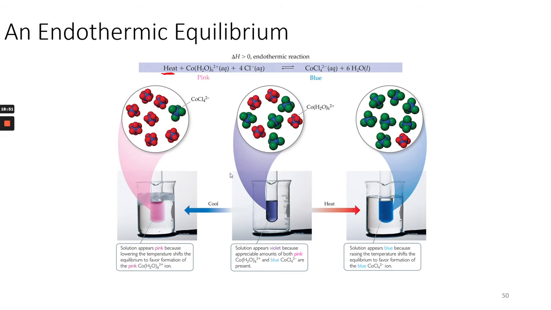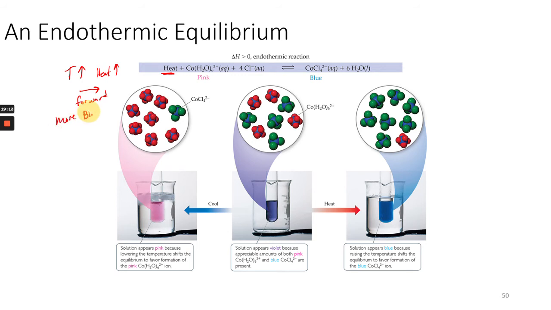So if I raise the temperature, I'm going to increase my heat, which now makes it too high. So remember, you want to shift away from the high side. So if this is too high, I will shift forward, making what color? It will become more blue.